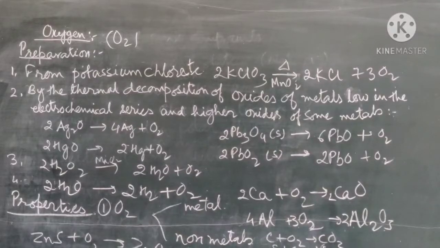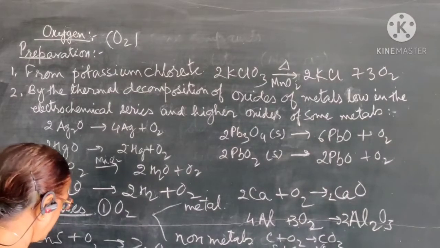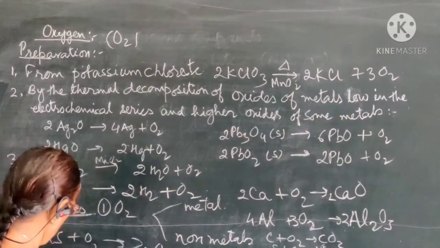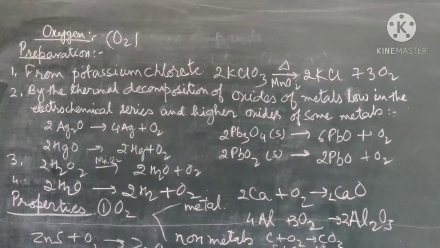I am writing one here: when methane is burned in air, it is converted into carbon dioxide and water. We can write 2H2O and 2O2, so the reaction will be balanced. This is an oxidation reaction, because when oxygen is added, the reactions are called oxidation reactions. So this is an example of oxidation reaction. These are some oxidation reactions.